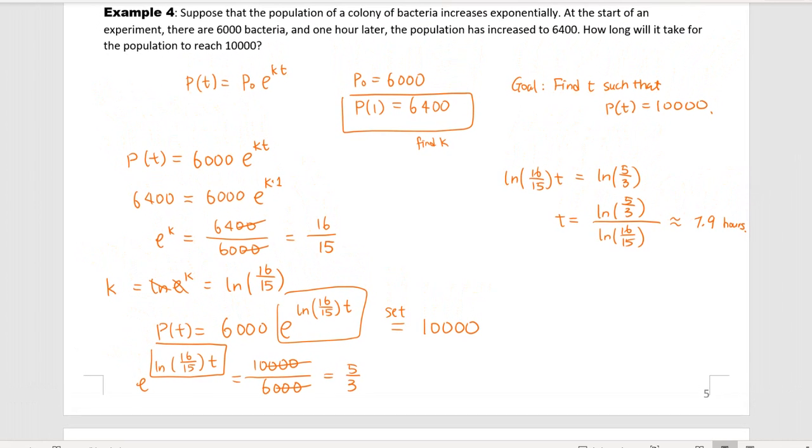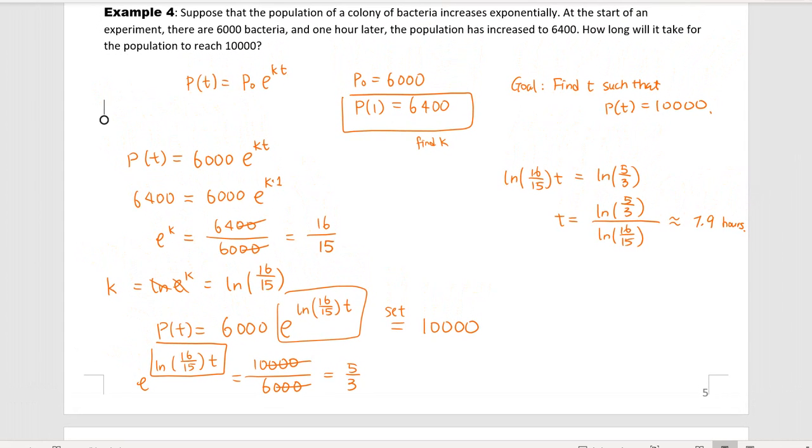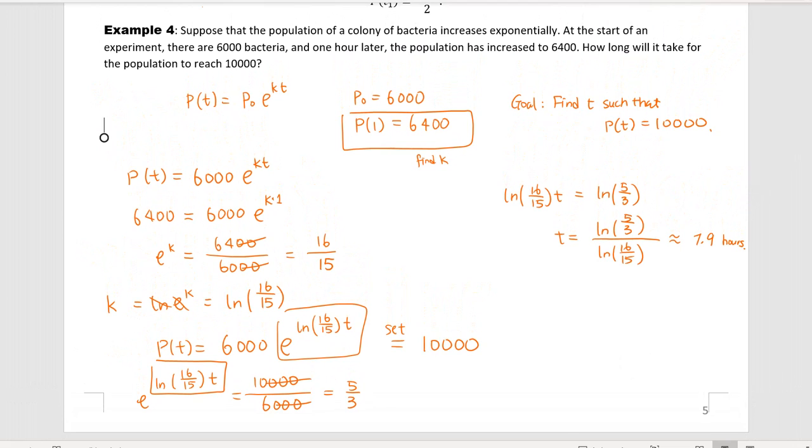Yes. Okay, good. So let's review this example again. First, we use the formula of the population growth, right? And then we have the initial population, and then we also have one piece of information, P of 1 is 6,400. We can use this information to find k. Once we find k, the goal is to find the time when the population reached 10,000. So we plug in 10,000 for P of t and solve for t.